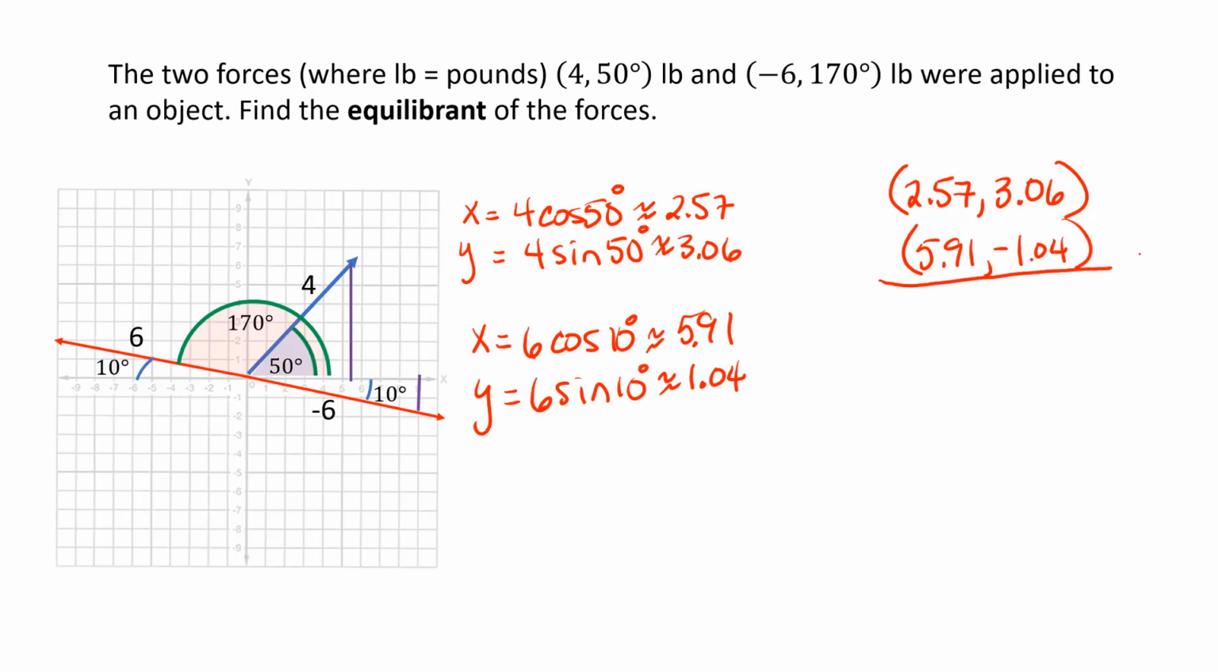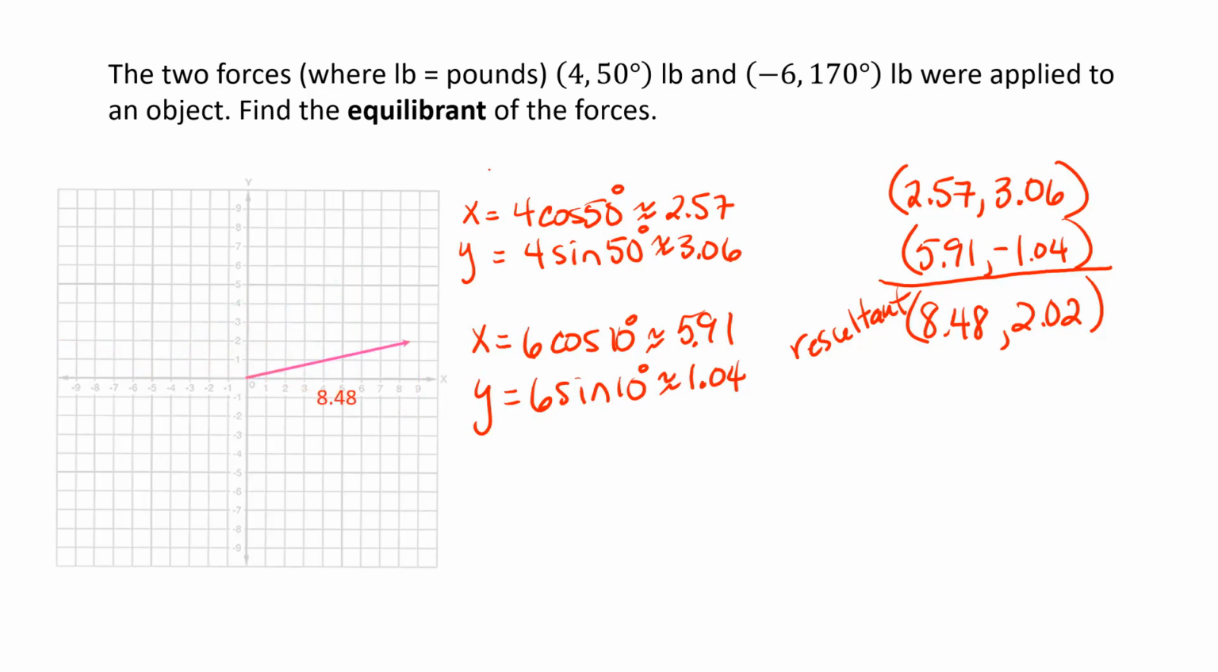Okay, so to find the resultant, we're going to add these two vectors. We're going to add the x's to the x's and the y's to the y's. And when we add that, we're going to get 8.48 and 2.02. So this is our resultant. Okay, it's not our equilibrant yet. We're not there yet. So I'm going to just go ahead and graph the resultant. I'm going to get rid of all that stuff and graph the resultant. So that's 8.48 over and 2.02 up. And so this is the resultant vector.